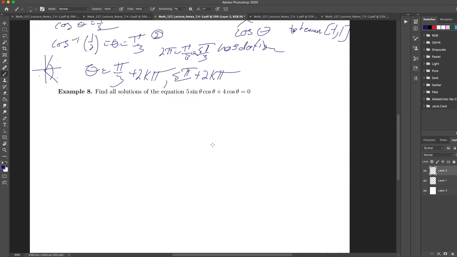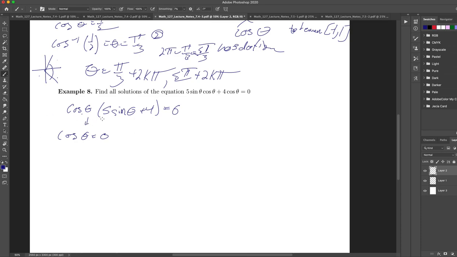Alright, so let's find all the solutions of this mess, and this is a big mess, right? So here we can factor out a cosine, so let's do that. So I'll have cosine theta, and I'll have 5 sine theta plus 4 equal to 0. So let's find out all the answers here. That means either cosine theta equals 0 or 5 sine theta plus 4 is equal to 0. So cosine theta equals 0, okay, that's nice and solved.